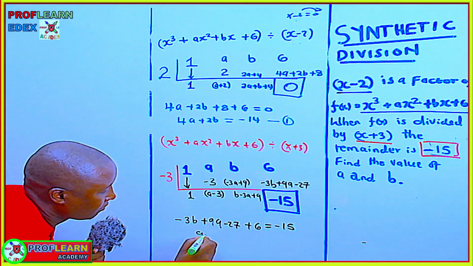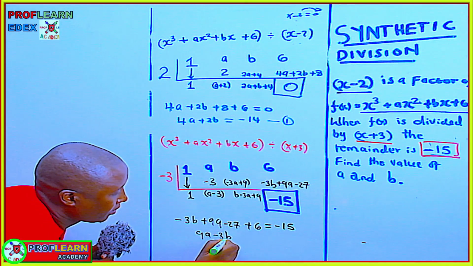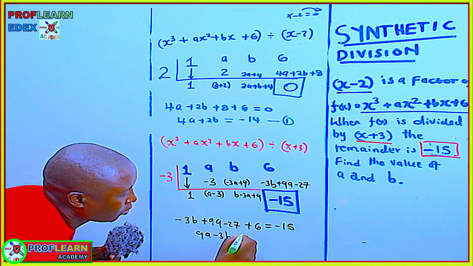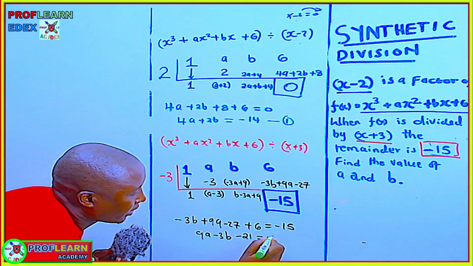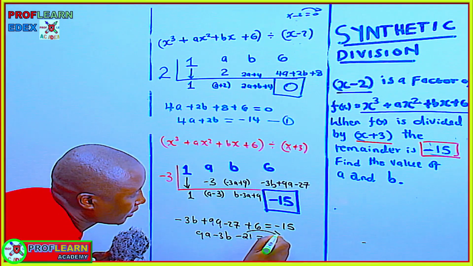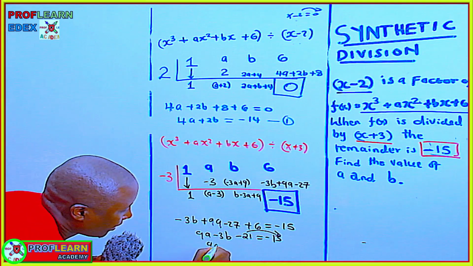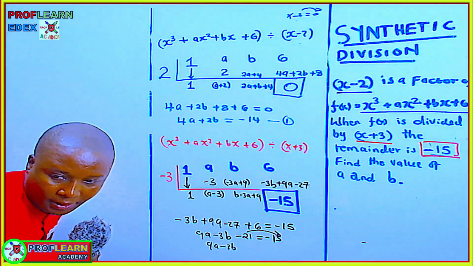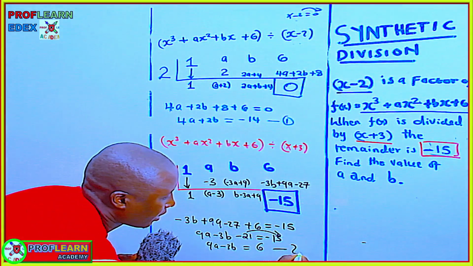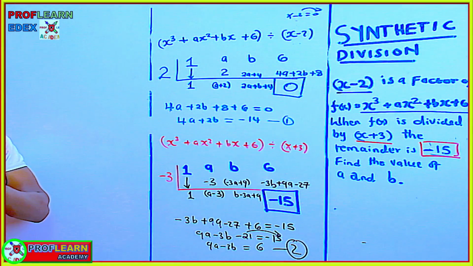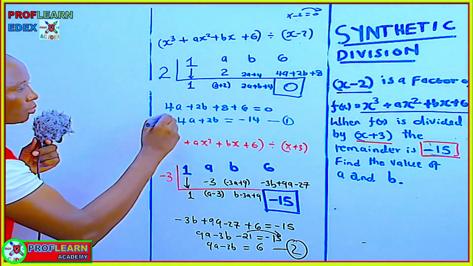So this is 9a minus 3b. This is going to translate to negative 21 is equals to negative 15. We take this on the other side. Of course, our final answer is going to be 9a minus 3b. 9a minus 3b is equals to 6. And this becomes our equation number 2. So we have formed two simultaneous equations which ought to be solved.